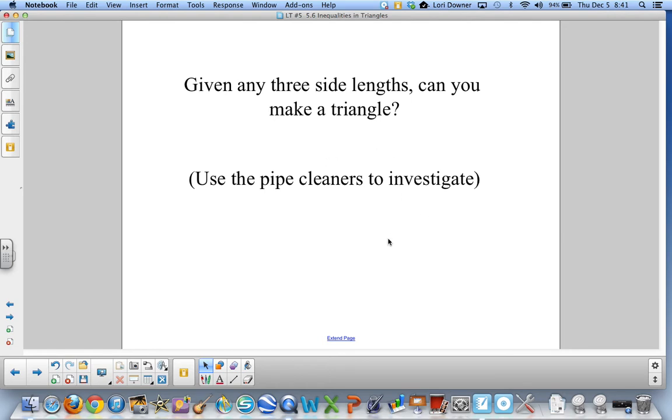Once you investigate it, try to get into detail. If you can make a triangle given any 3 lengths, state why. And if you can't, is there a relationship that has to happen in order for you to be able to make a triangle? Pause this movie, investigate, press play when you're ready.